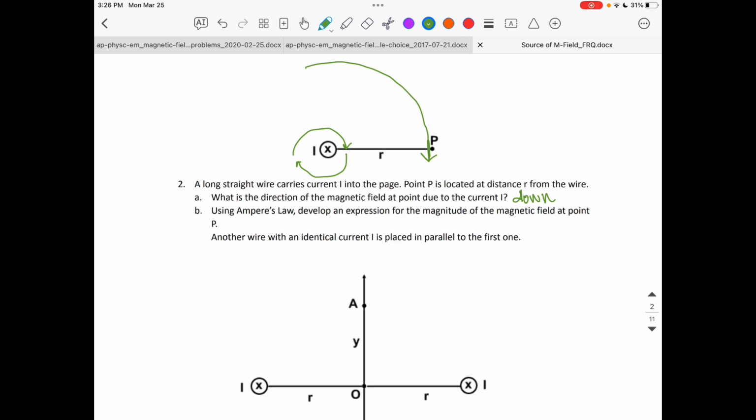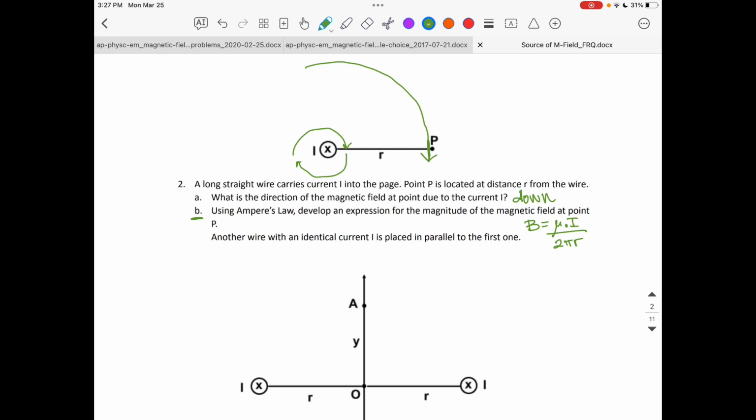Part B says use Ampere's law to develop an expression for the magnitude of the magnetic field at point P. Ampere's law we haven't covered yet, so I'm just going to give you the answer to this one. You're going to do a lot of practice with Ampere's law with the next problems for tomorrow's or next class's homework. So for now, just use this equation for your answer to B.